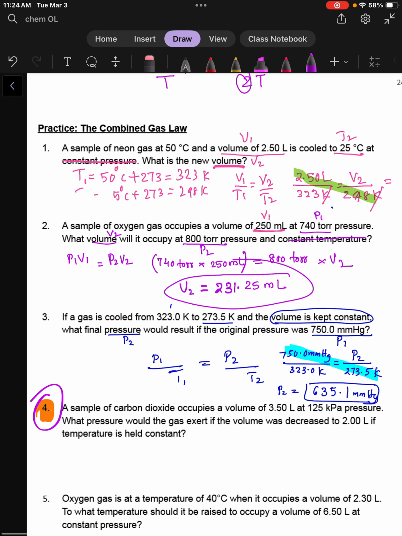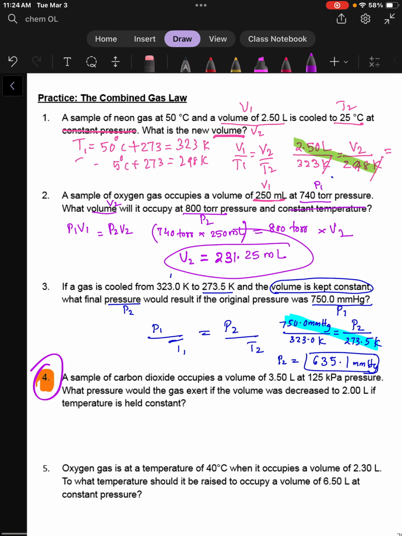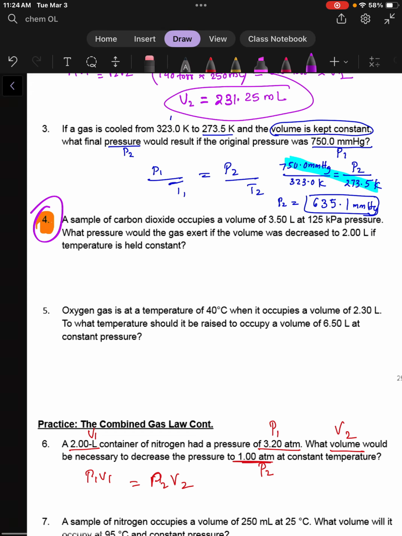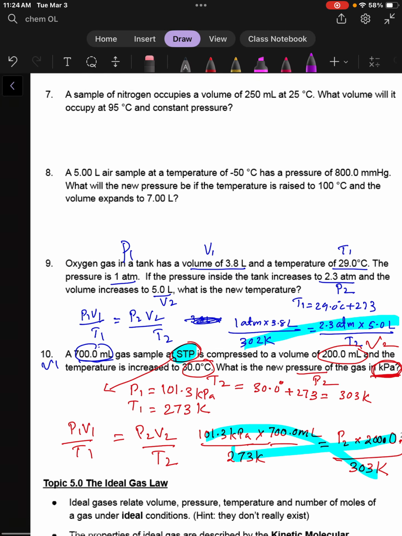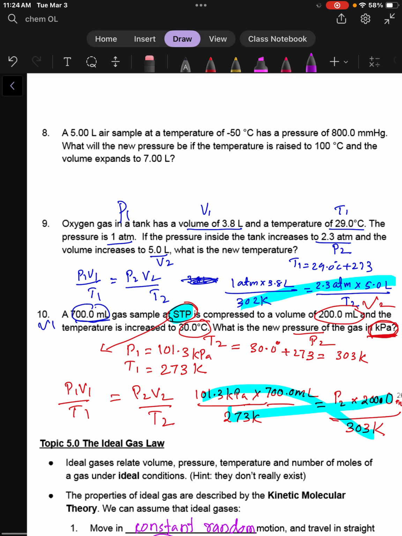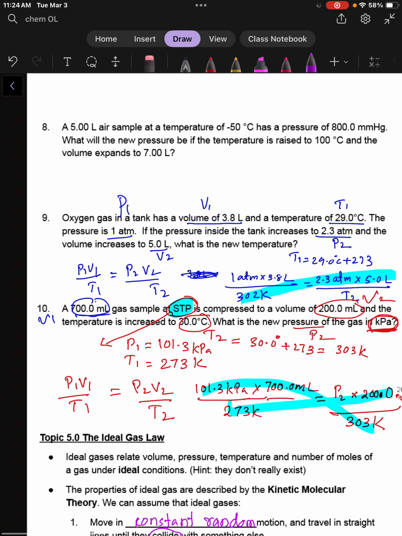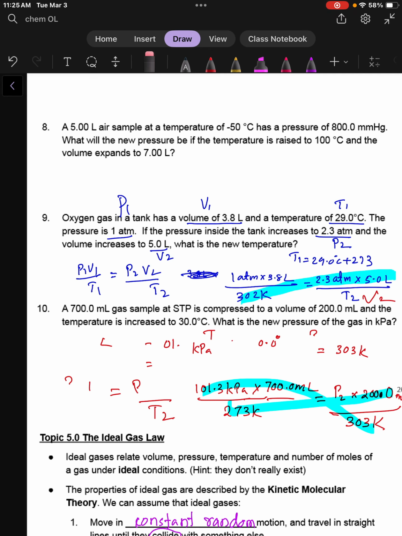Now let's pick one question and do it. I'm going to pick a difficult one. I don't know which one to pick from the combined. Okay, I'll do number 10 here. It might seem complicated for you. Let's see.